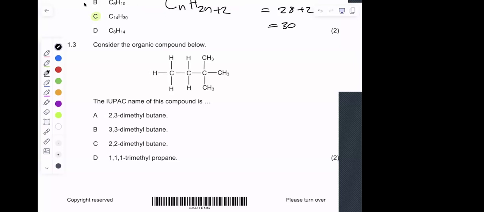3,3-dimethylbutane, 2,2-dimethylbutane, or 1,1,1-trimethylpropane. I'll give you guys 2 minutes quickly to have a look at what the answer for this one is going to be.